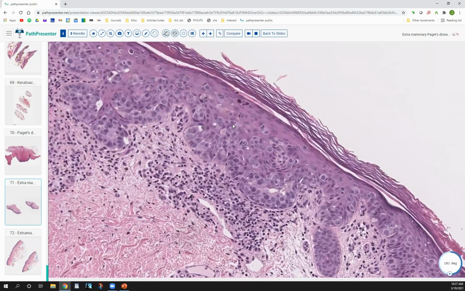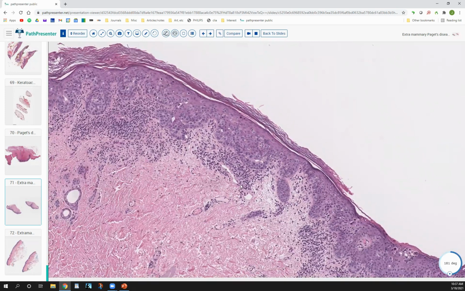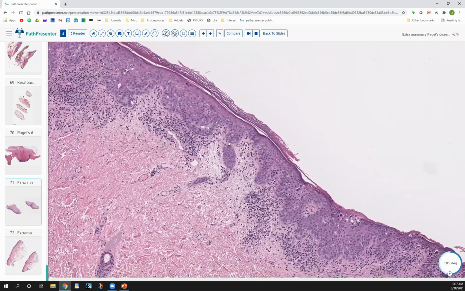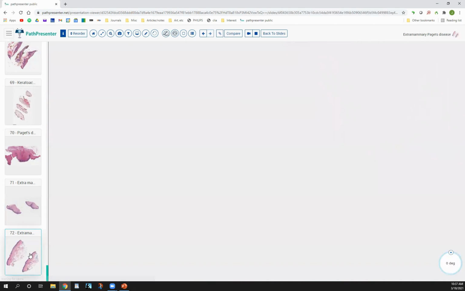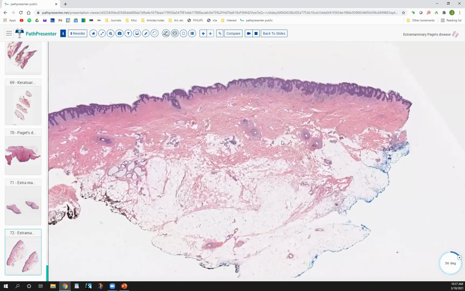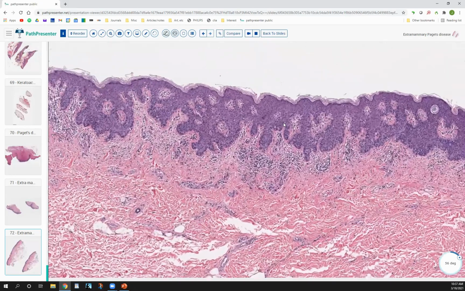Of course, we do end up doing our immunohistochemistry because you really want to be sure of your diagnosis. And cytokeratin 7, as I was saying earlier, is positive both within Paget's disease of the breast and also within extramammary Paget's disease. Here's another example. I think our first example was better, but this one still shows it.